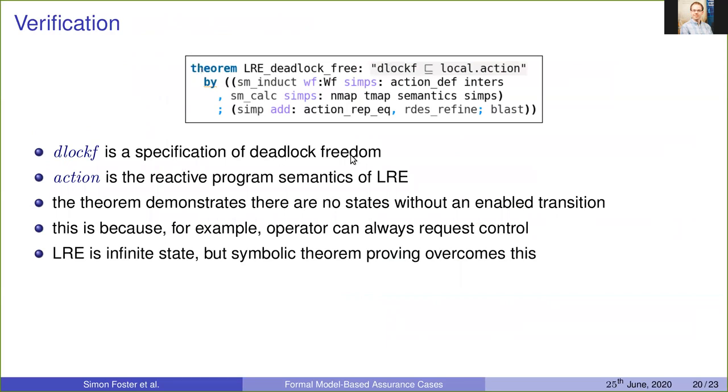And so here we've got a theorem of deadlock freedom. I won't go into that in much detail, but we have automated tactics that allow us to do that. Effectively what this is saying is that there are no states in the state machine where there isn't an enabled transition. This is because, for example, the operator can always request control. So you never wind up in a state where you can do nothing. And again, even though the LRE is infinite state, we have symbolic theorem proving, and so this allows us to overcome this. So you can see that we can really bring together a lot of different techniques in Isabelle. We can do assurance arguments with claims and so on, but we can also do very low-level formal verification.